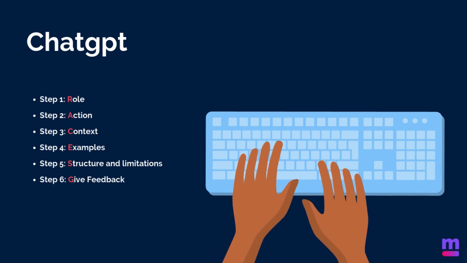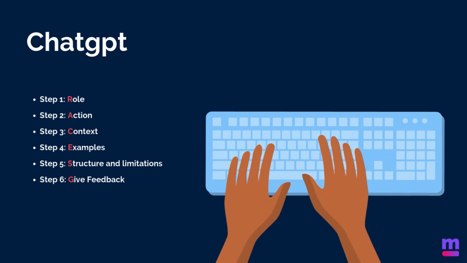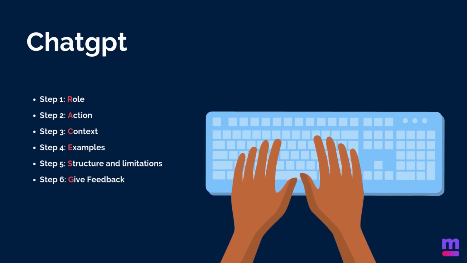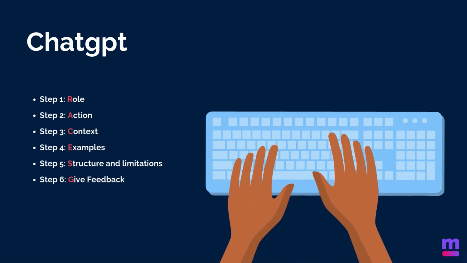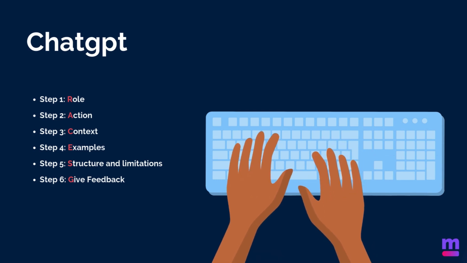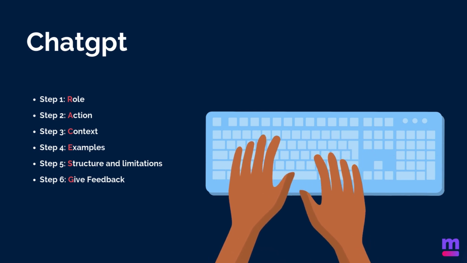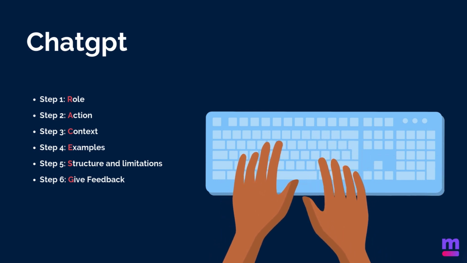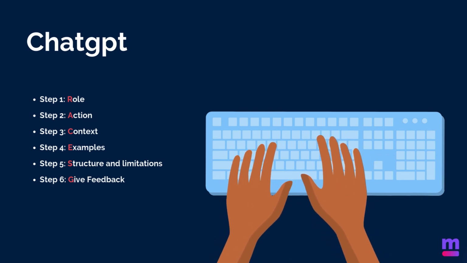Next, you have the action, which is what you actually want ChatGPT to execute on. Then you give it context, so you give it further information about how you want the answer to be structured, how you want it to sound, etc. And then you give it examples, so you might give it examples of previous text or information that you want it to use to inspire the answer that it's going to give.